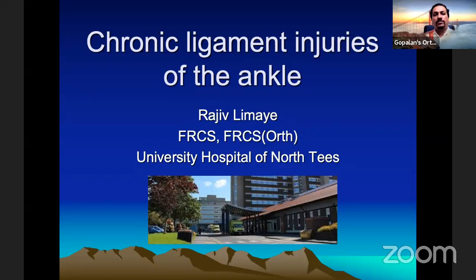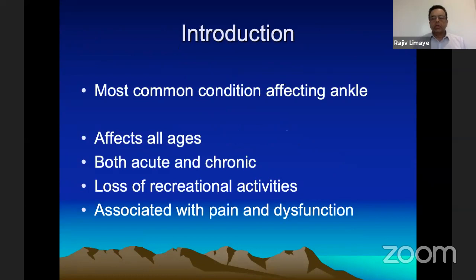So welcome all again. This time we are going to talk about the chronic ligament injuries around the ankle. And this will be covering both medial and lateral side of the ankle. As we all know, this is one of the most common conditions affecting the ankle joint. Soft tissue injuries are one of the common presentations into the A&E as well as into any orthopedic surgeon's practice. It affects all age group patients, can be seen as acute or chronic condition. It leads to loss of recreational activities with pain and dysfunction subsequently.